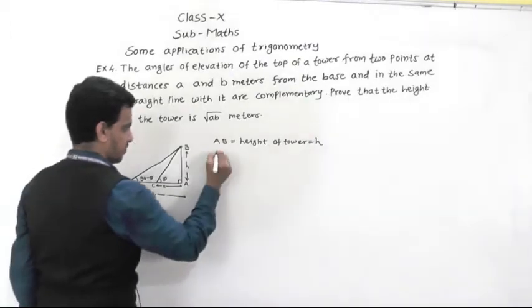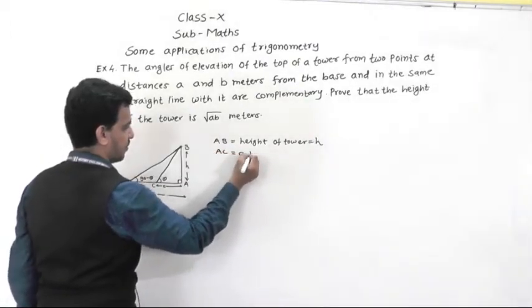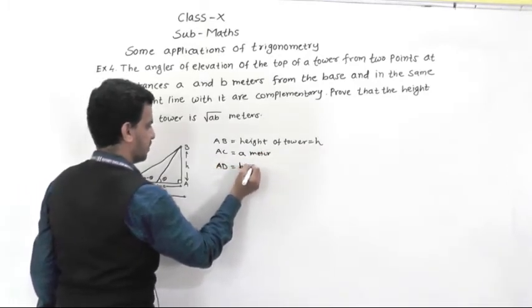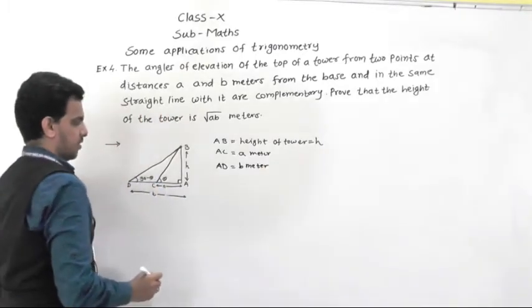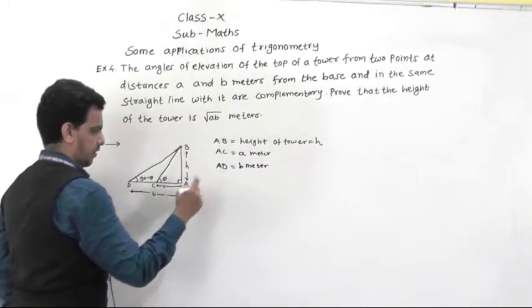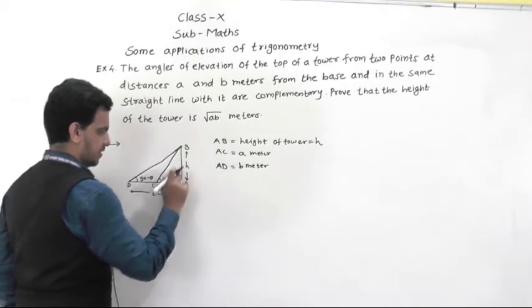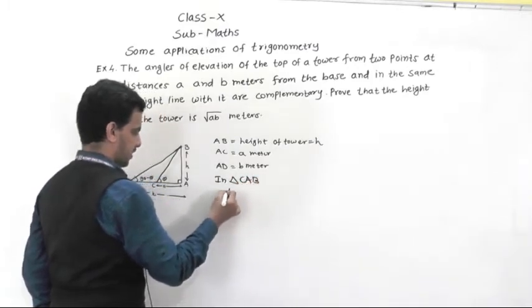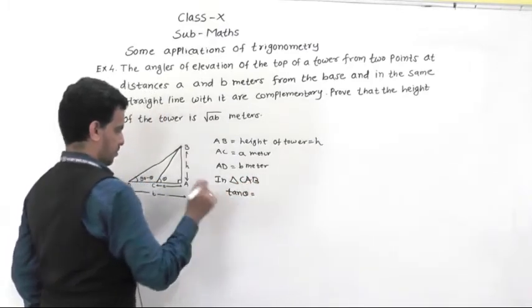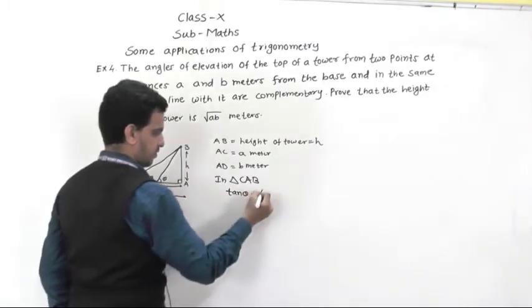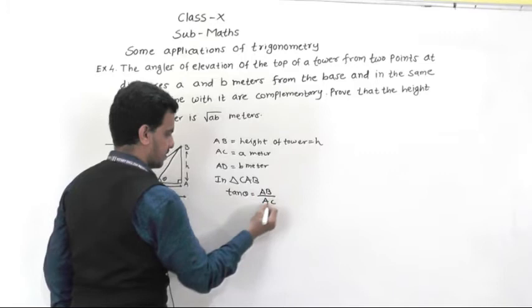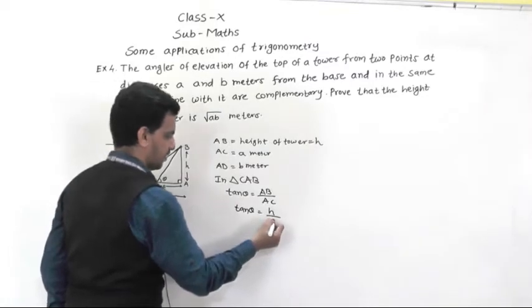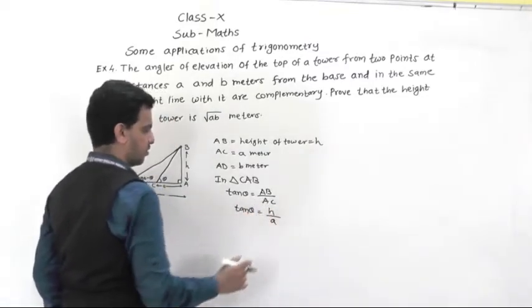So first I'm writing the distances here: AC is equal to a meters, AD is equal to b meters. Then if we take triangle CAB, in triangle CAB, tan theta is equal to AB upon AC. So tan theta is equal to AB, which is h, and AC is a. So tan theta is equal to h upon a.